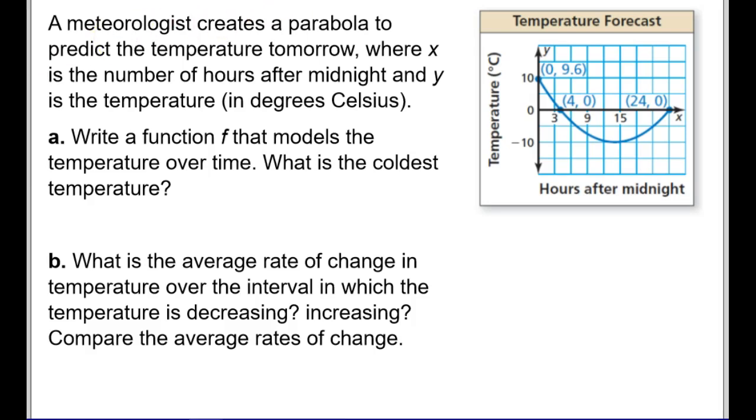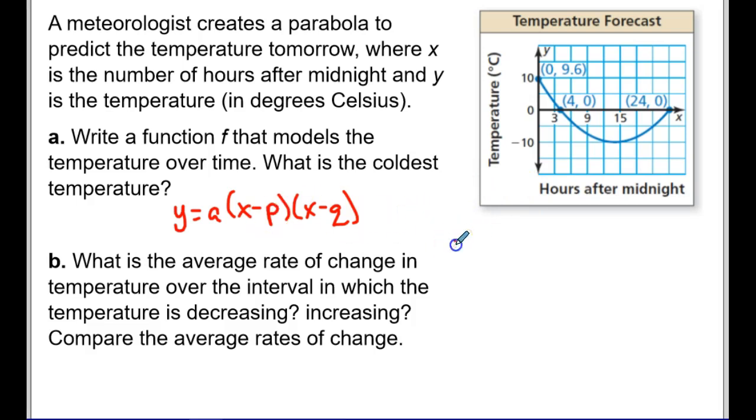So I can follow a very similar path, except since I'm not given the vertex here, I'm going to be using my intercept form here, right? Because I'm given the two intercepts. So my intercept form is y equals a times x minus p times x minus q. And remember that p and q are just those intercepts. So let's plug in the things that we know.